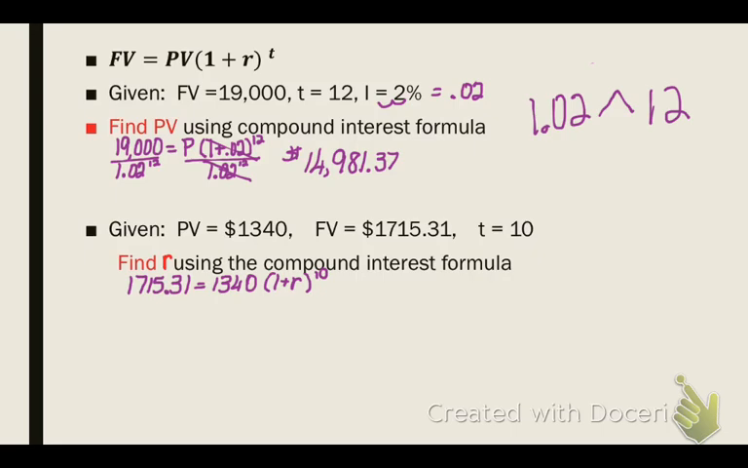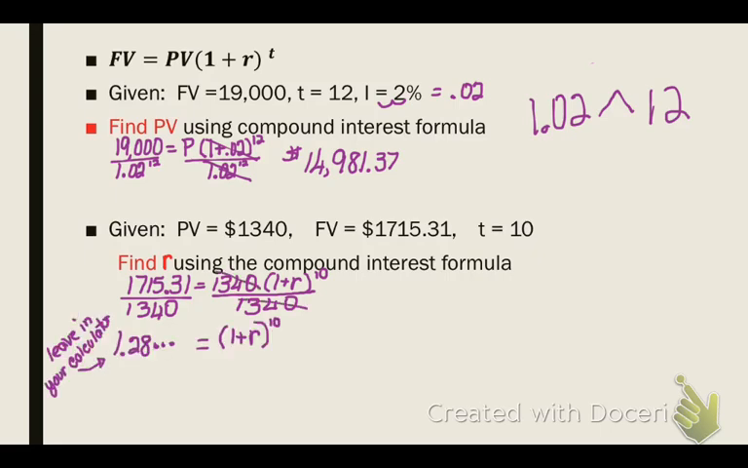Then I'm going to divide both sides by 1,340, and when I enter that, I'm going to get a long decimal, 1.28, and then it goes on from there. And I'm just going to leave that in my calculator, because what I want to do is get rid of this 10 right here. To get rid of this 10, I'm going to have to take the 10th root.